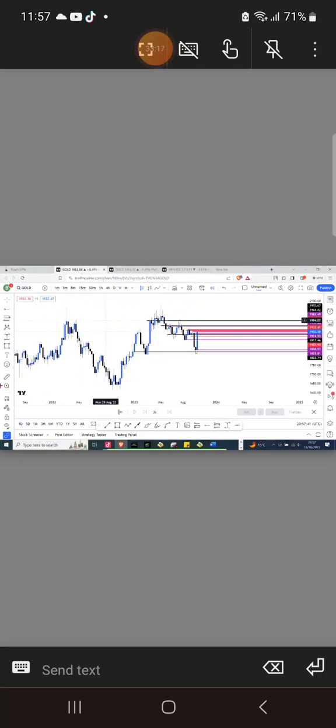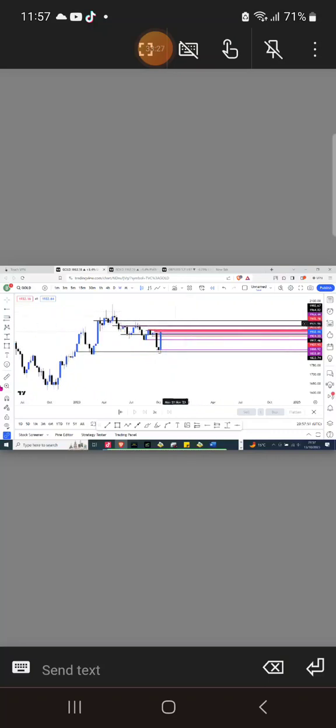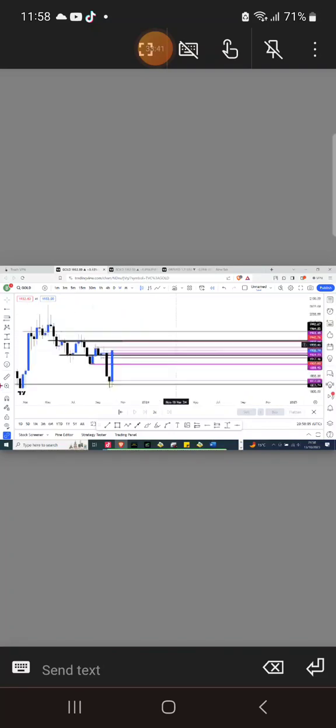It must form a BC. So it must form a BC before going to this level. So there should be a reaction or downwards. So before going to OP and the COP levels, which I'll show you next time, there should be a reaction. So let's wait and see what happens next week.